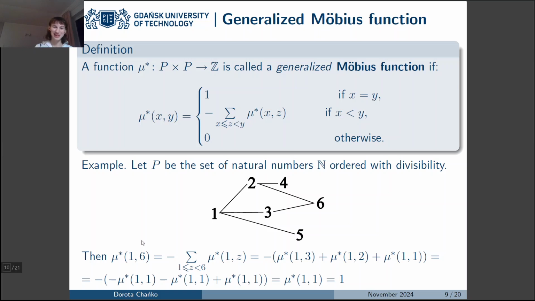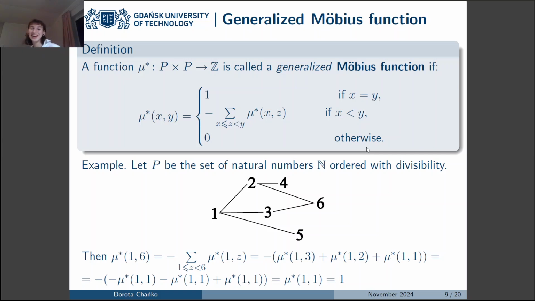Now let's generalize the Mobius function. A function μ star that goes from the Cartesian product of our poset with itself, P times P, to the set of integers is called a generalized Mobius function if μ star of xy is equal to 1 when x is equal to y, μ star of xy is equal to the negative sum over z that are greater or equal to x but less than y, of μ star of xz, if x and y are comparable and x is less than y, and it's 0 otherwise, if x and y are not comparable.